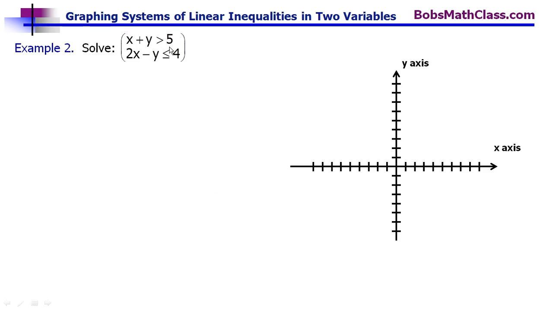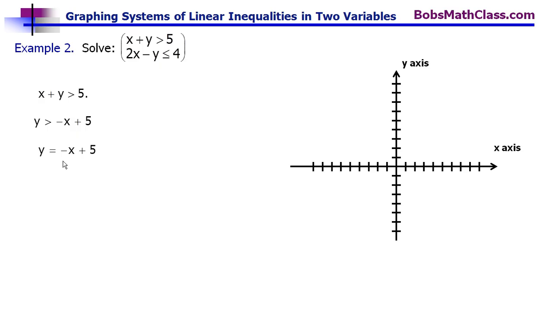Okay, x plus y greater than 5 and 2x minus y less than or equal to 4. Let's start with our first inequality. So let's just go ahead and write it over here to the side. And we want to get y by itself, so subtract x on both sides. So y is greater than -x plus 5.